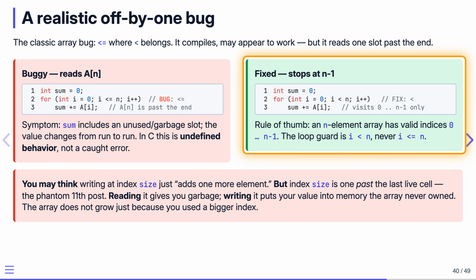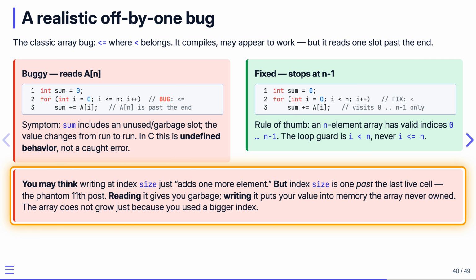This is the fix. Change the guard to I less than n. Now the loop visits only indices 0 up to n-1. It never touches A at index n. The rule to remember is simple. An array with n elements has last index n-1. So the loop guard is I less than n, never I less than or equal to n.